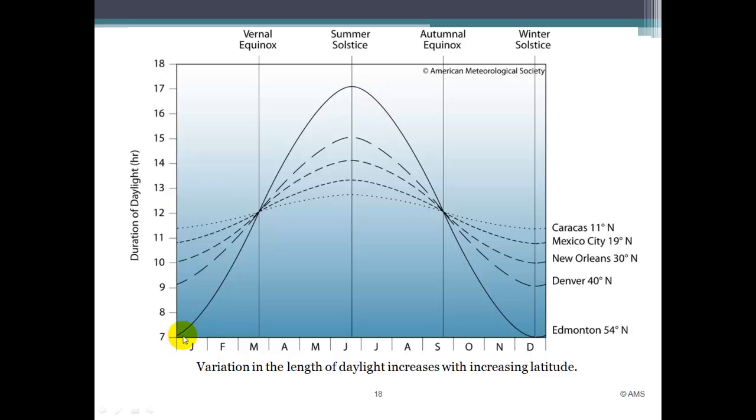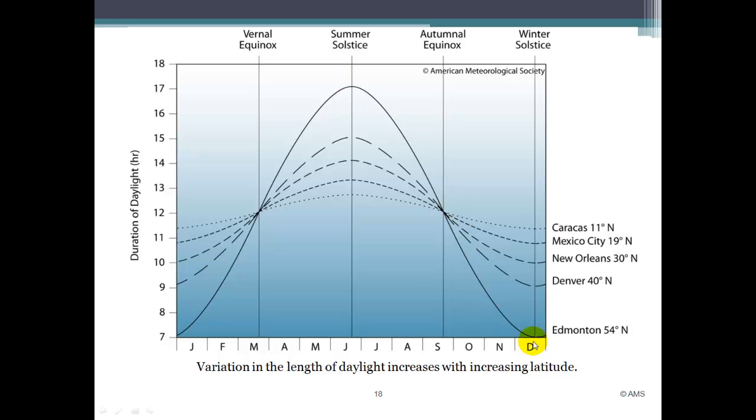So the curve with the most extreme arch is Edmonton, which is in Canada. It's very far north, 54 degrees north. And you can see that it has almost 17 hours of daylight on the summer solstice. And then on the winter solstice, which is over here, it has just about 7. So it goes from 17 to 7.